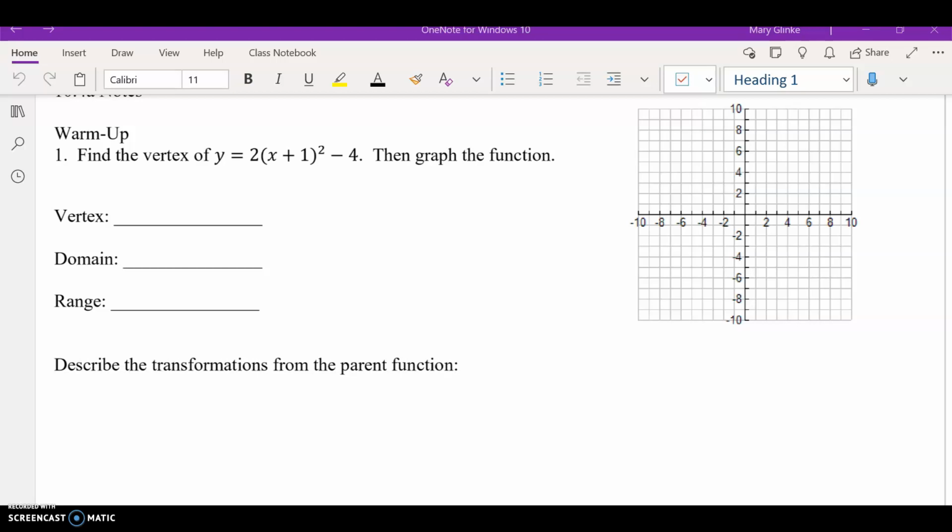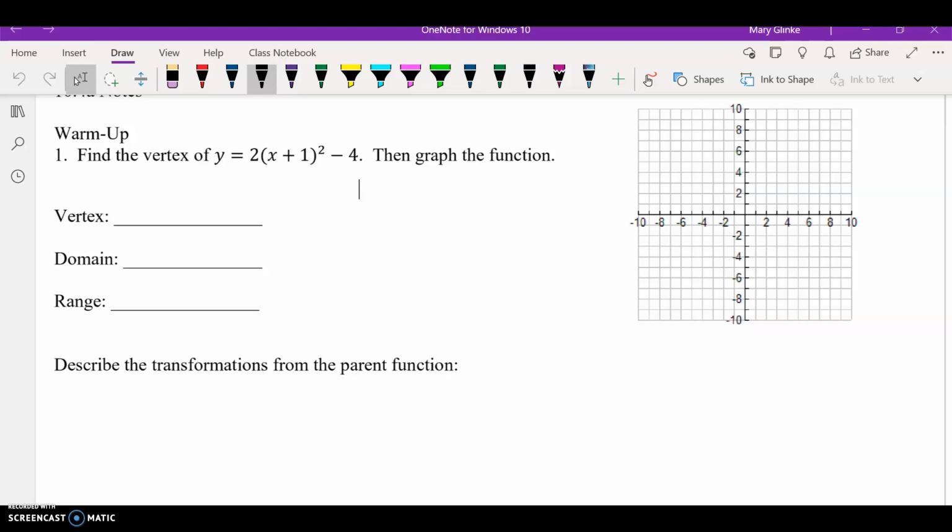Hello, today we're going to be graphing square root functions. So we're going to start by looking at a quadratic function and remembering how these quadratic functions get moved all around. So to find the vertex, we took whatever was inside with the x and we do the opposite. So the +1 becomes -1. And then we took whatever your k value was and we just left it alone. So your vertex is -1, -4.